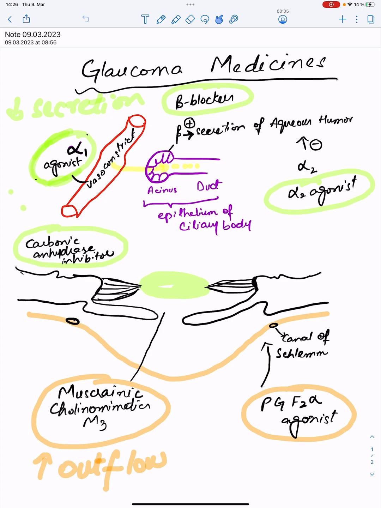Today, the topic we are going to discuss is drugs for glaucoma. So, glaucoma is a disease of the eye in which the intraocular pressure is raised. So, first, we will go through the basic pathophysiology.